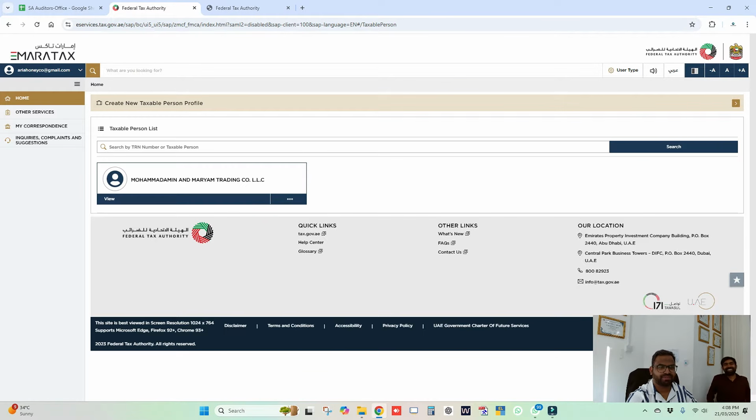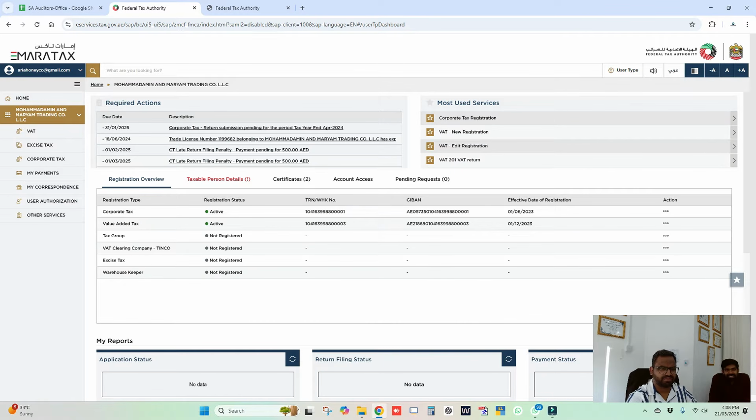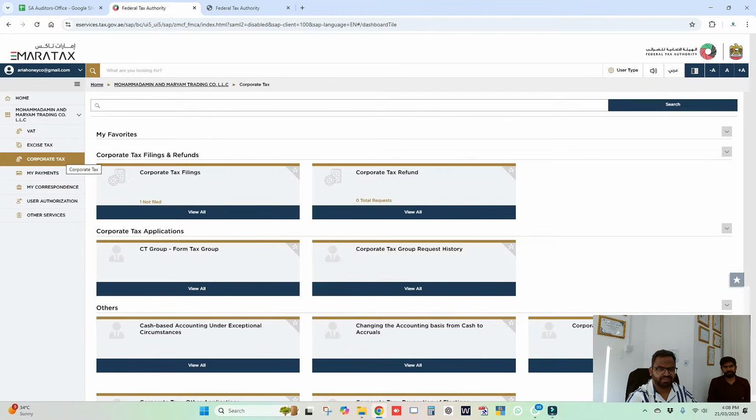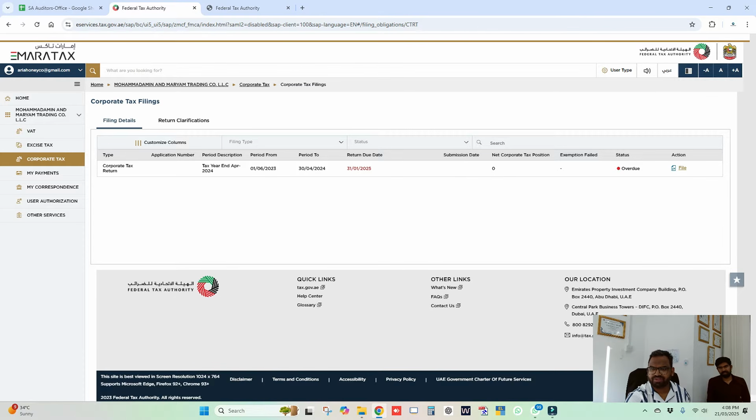Then the taxable person list will be there. We will click on the taxable person. The taxable person will open. Then we will go to corporate tax, then corporate tax filing here. Then we will click on view all. Then we will click on file.